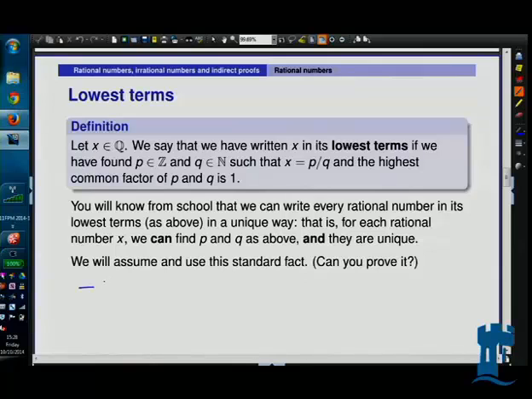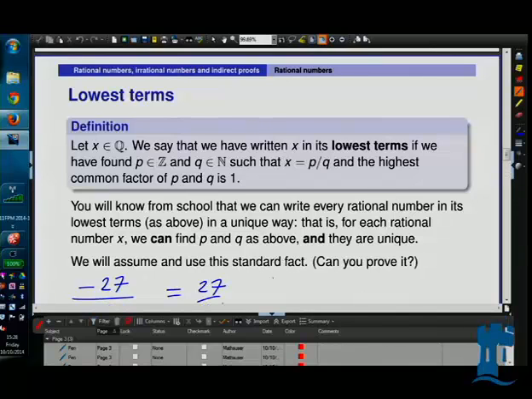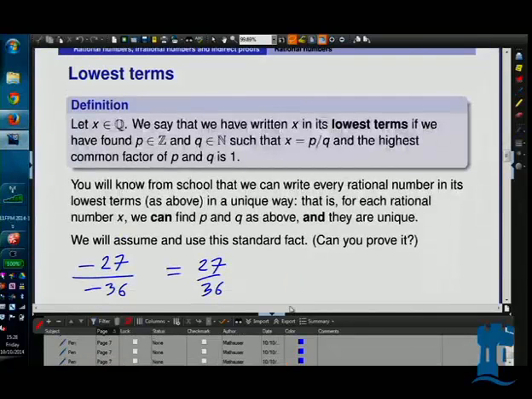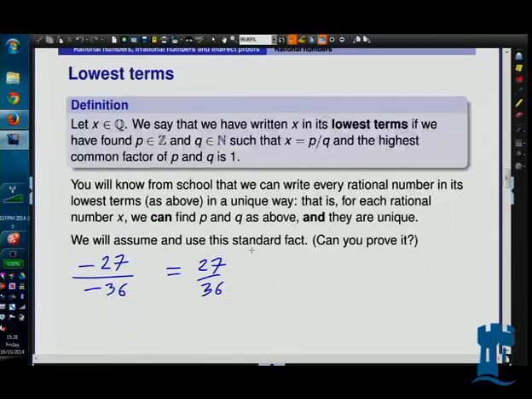if you did minus 27 over minus 36, that wouldn't be in the right form at all. We'd start by writing that as 27 over 36 to get the denominator positive. Then you take the highest common factor of the top and bottom and divide that out, and you get that down to, what's that? That should be 9. Okay, so that's equal to 3/4. And that's now in its lowest terms.